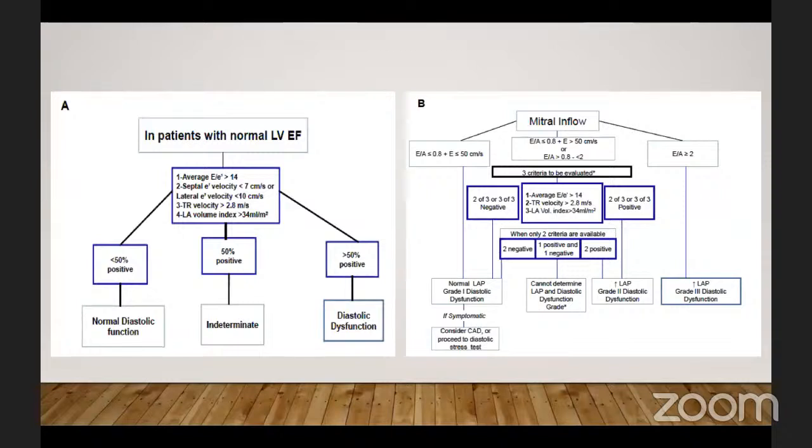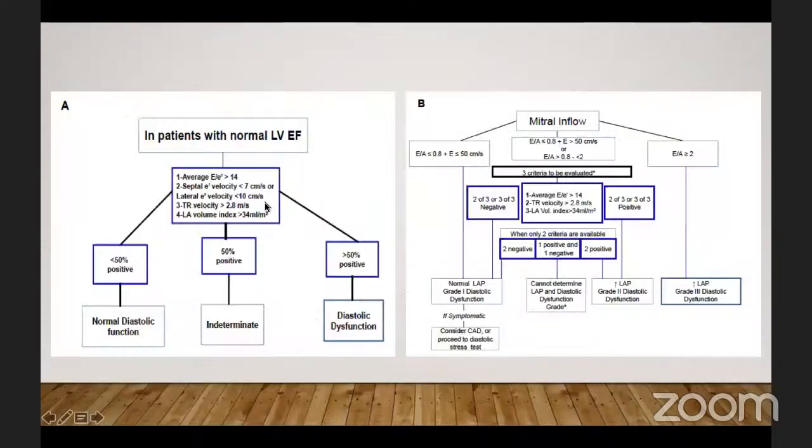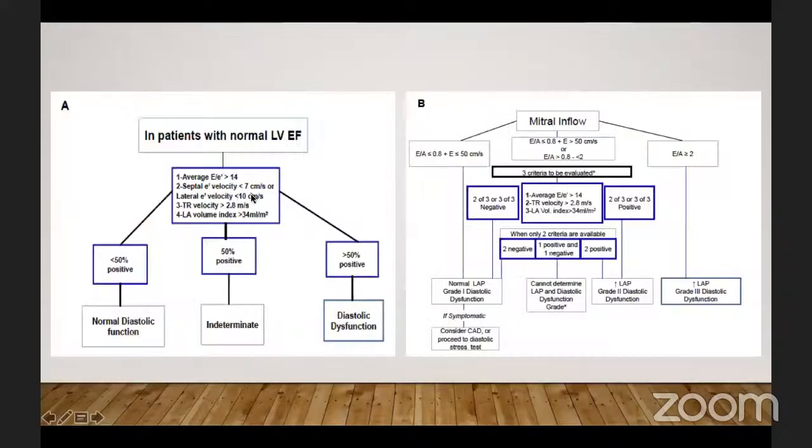In a normal ejection fraction, you will assess the E to the E prime, which is the velocity of the E value to the E prime, and if it's more than 14, there is one criteria. Then the septal E velocity, and this is the septal E velocity. This is at the septal, the interatrial septum, and then you assess if this one is less than 7, this is the second criteria, or the lateral velocity less than 10, and this is the lateral velocity.